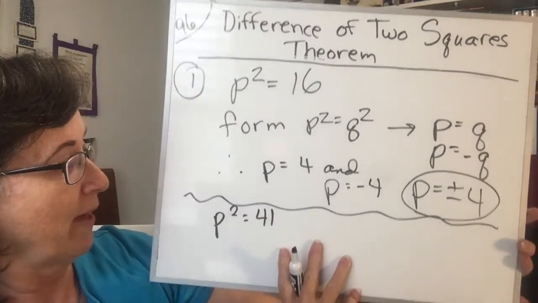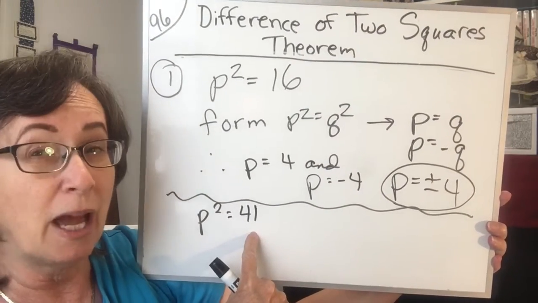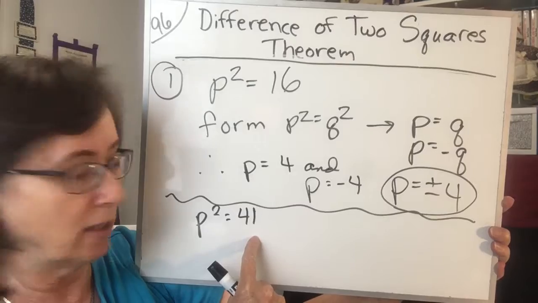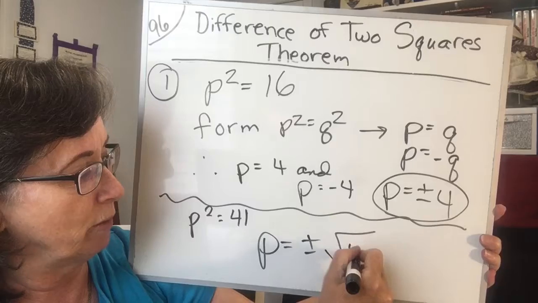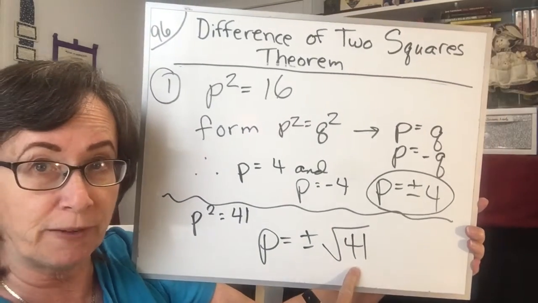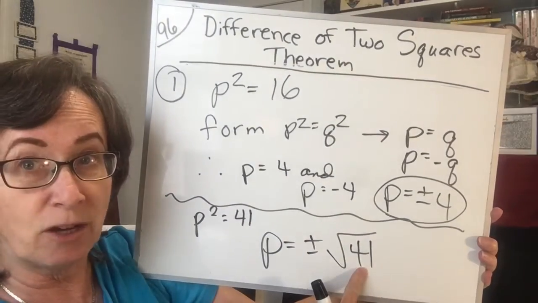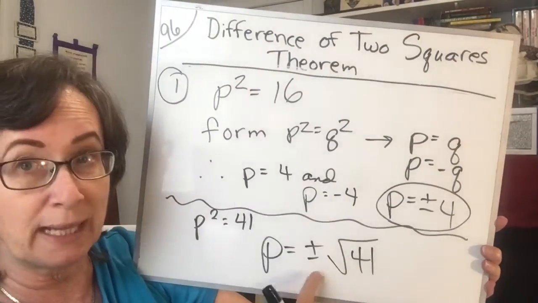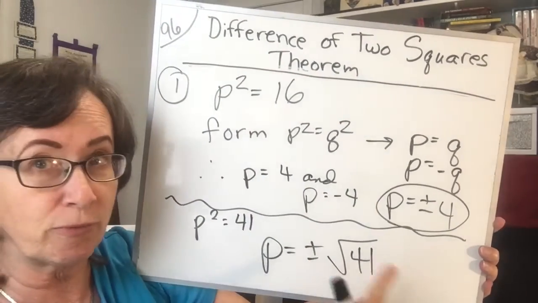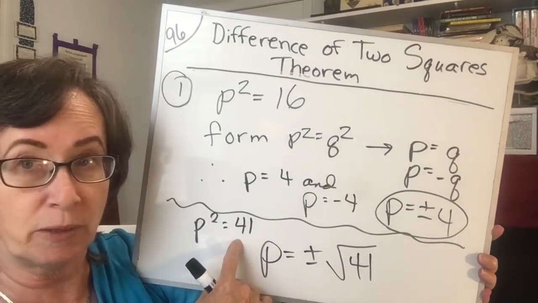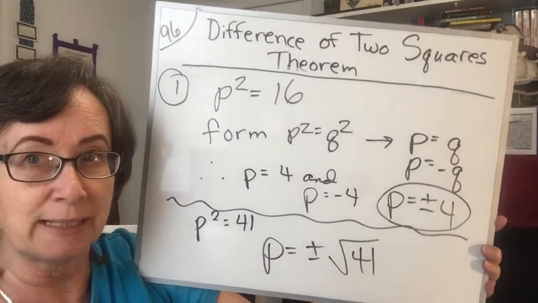So here we have another one. This one's not quite as pretty because we don't have a perfect square over here. But we know that we can still write it p is plus or minus the square root of 41. Even though this isn't a perfect square, we can still write the square root of 41 plus and minus because there are 2 answers. Negative square root of 41 squared would give you a positive 41. And positive square root of 41 squared is going to give you a positive 41.